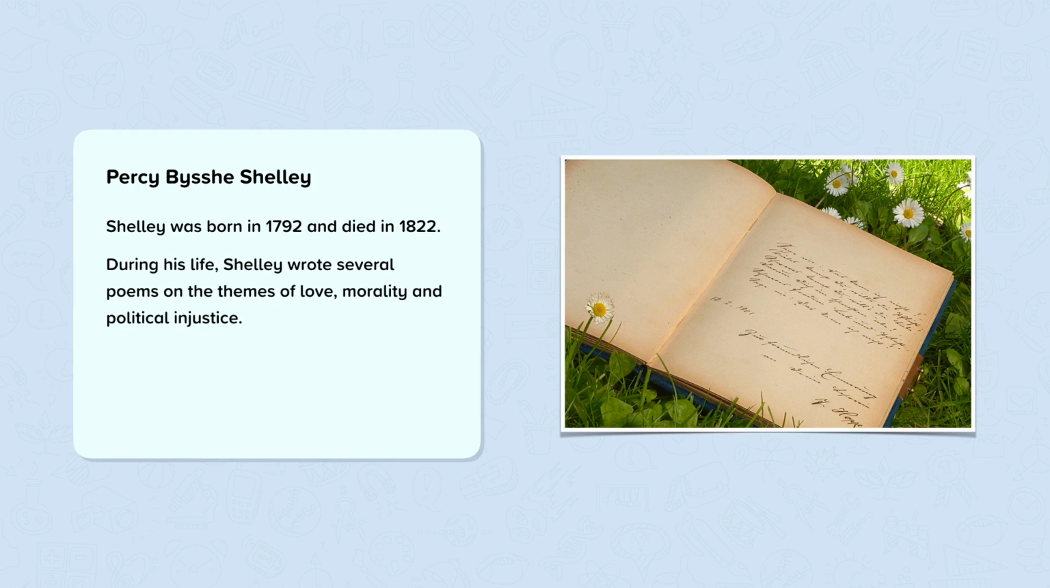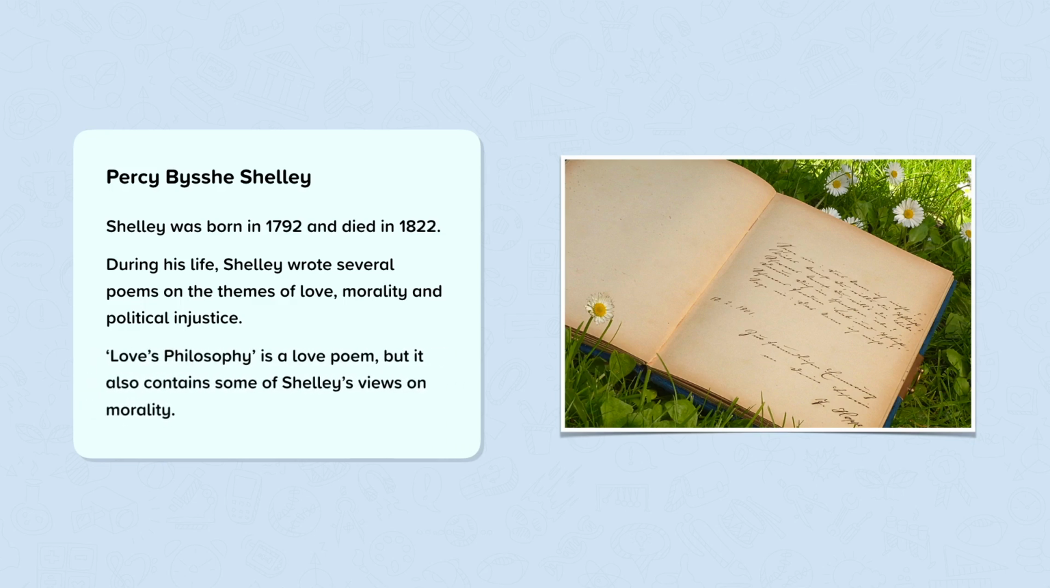During his life, Shelley wrote several poems on the themes of love, morality, and political injustice. Morality are the principles about what is right and wrong, and injustice means a lack of fairness. Love's Philosophy is a love poem, but it also contains some of Shelley's views on morality.